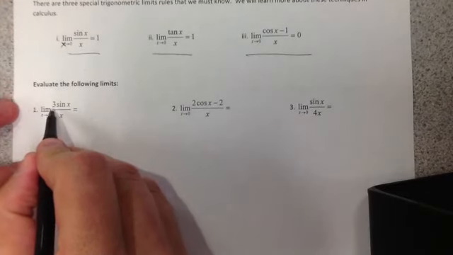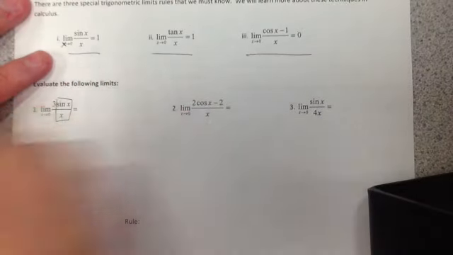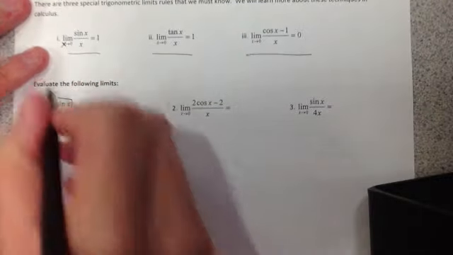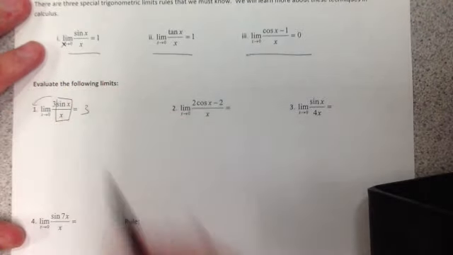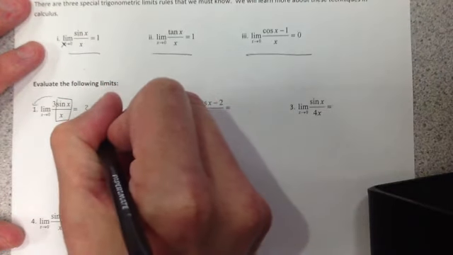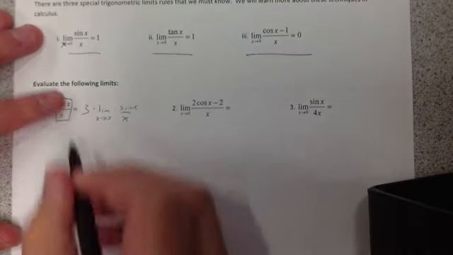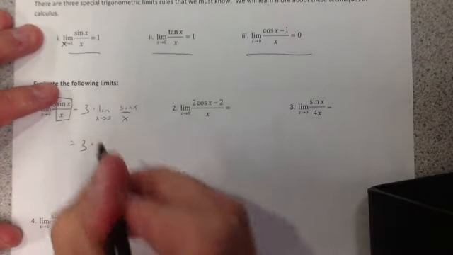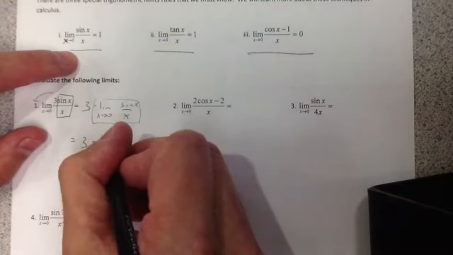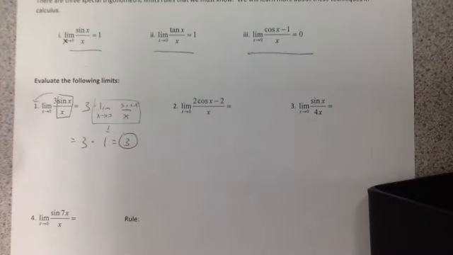If I take a look at the first one, I have 3 times sine x over x. What you're looking for is the sine of x over x. And the 3 is a constant, so we can take that out like we did yesterday. We get 3 times the limit as x goes to 0 of sine x over x. The 3 is a constant, that stays. But remember, what does this all become here? My rule says it's just 1. So my answer is 3. We're approaching the number 3.